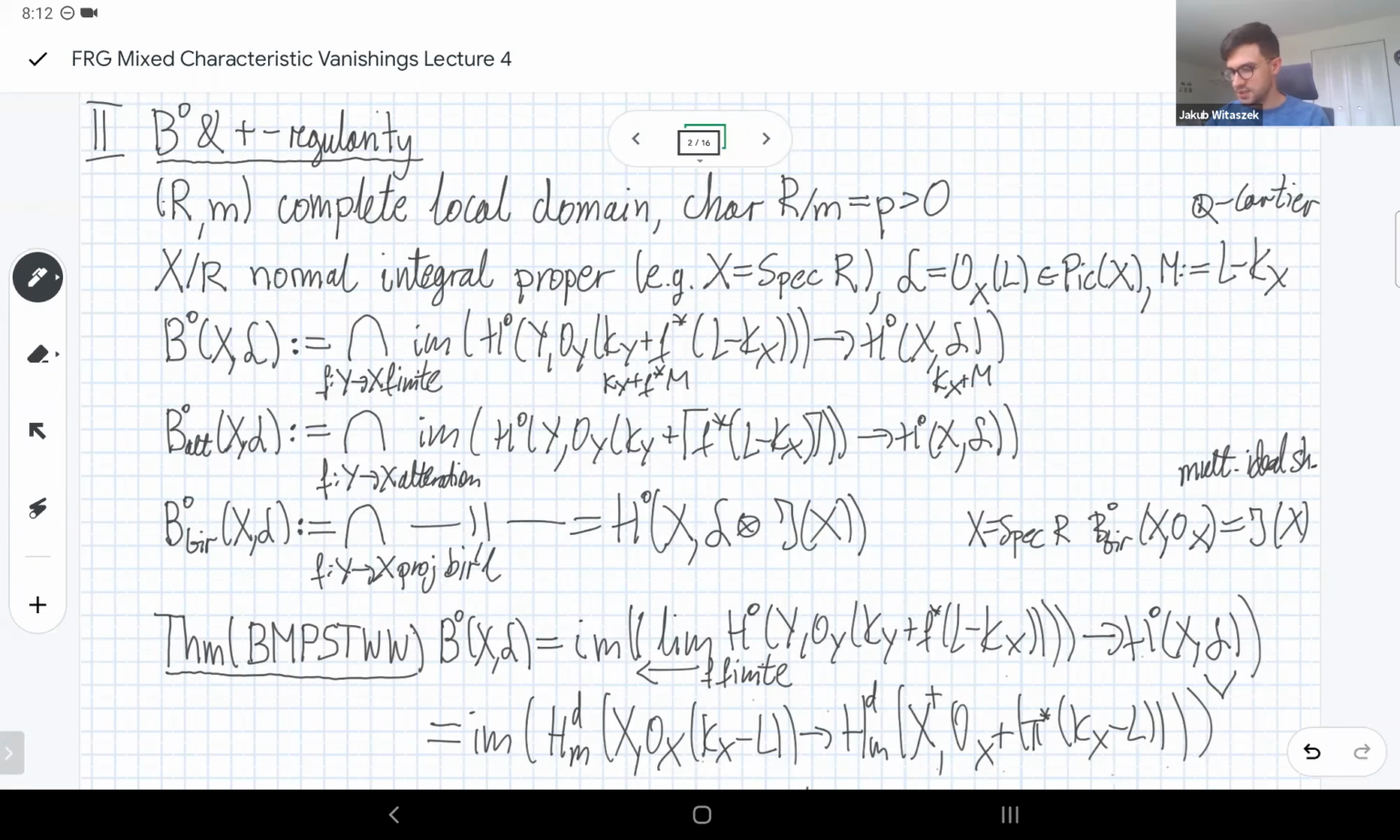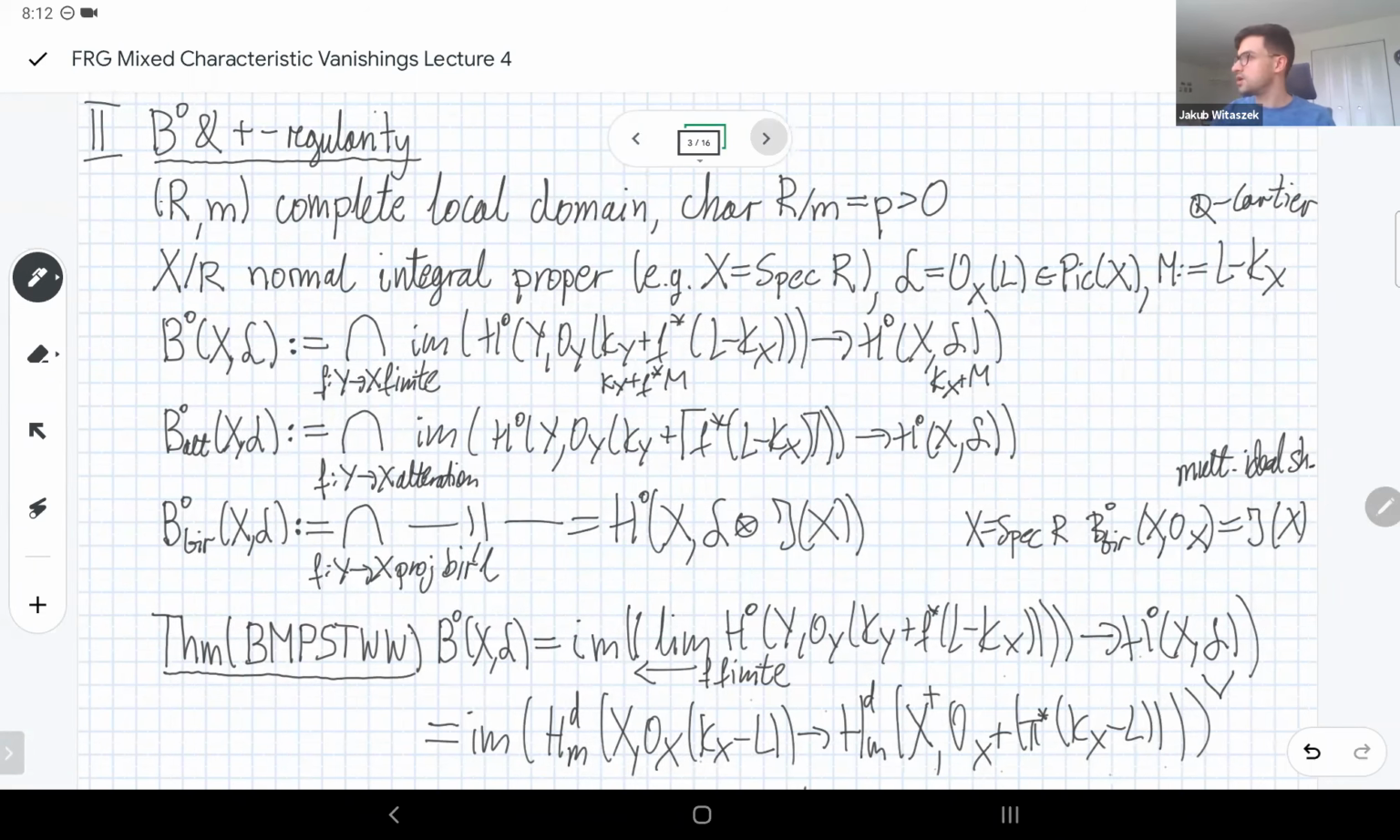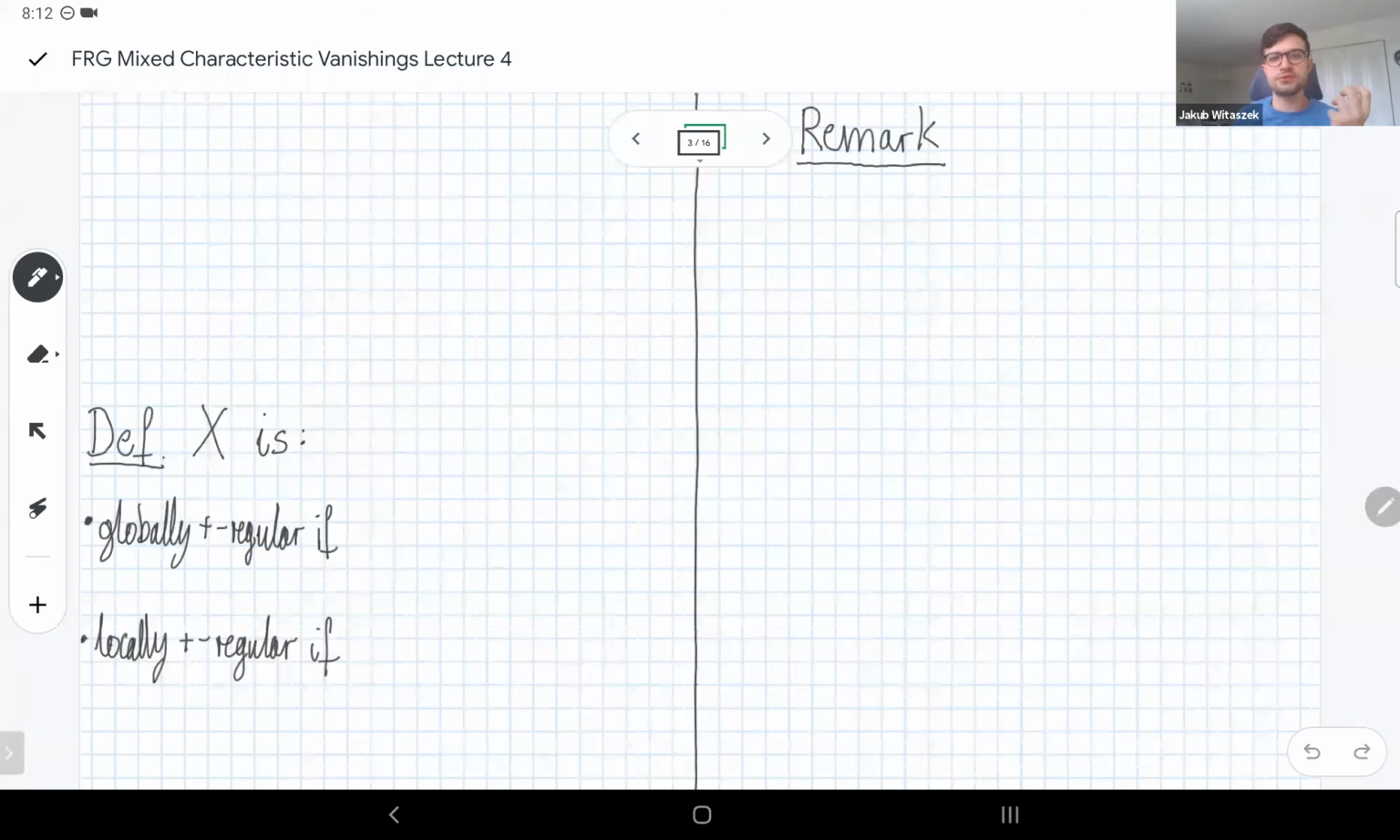Let me move on to the next slide. The second result is the comparison between the finite and the non-finite part. So let me state the following result. I'm going to be a bit vague, so it's maybe not precisely true on the nose, but at least philosophically it should be. That's what Bhargav told us: cohomologically, whether we look at alterations or finite maps, this should not matter.